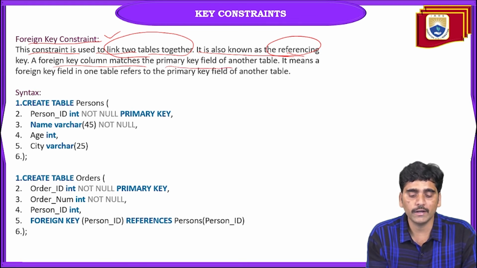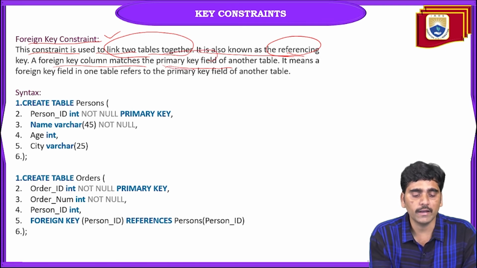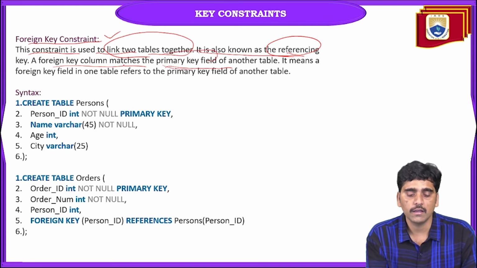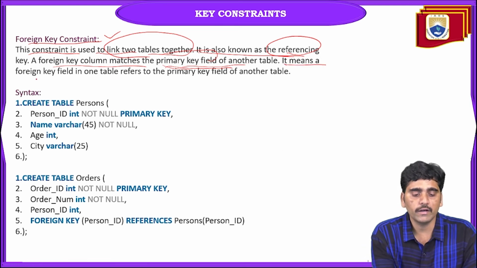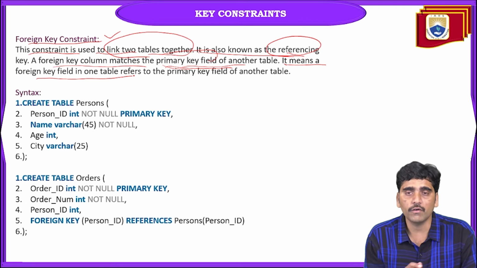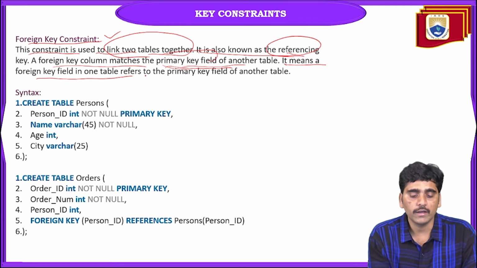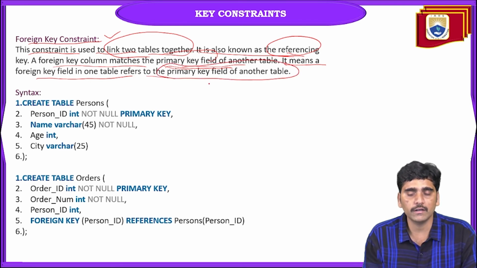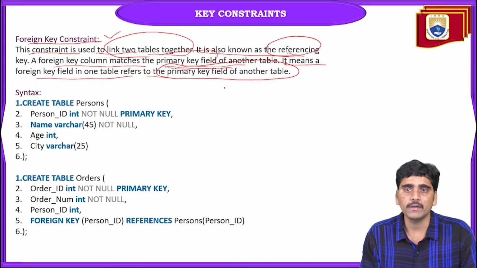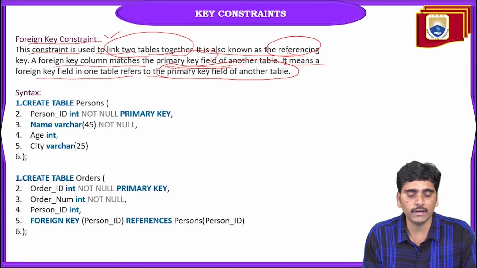So if another table contains a primary key field, then a foreign key column matches the primary key field of another table. So it means a foreign key field in one table refers to the primary key field of another table. That means the primary key and the foreign key are related to each other to display their table values. So see here how the foreign key refers to the primary key.